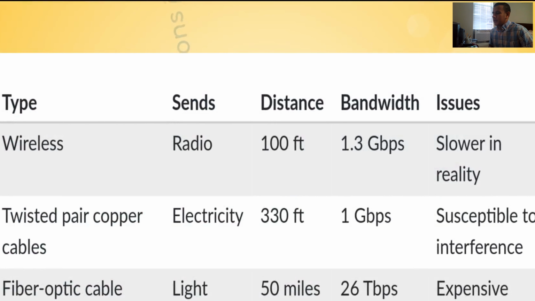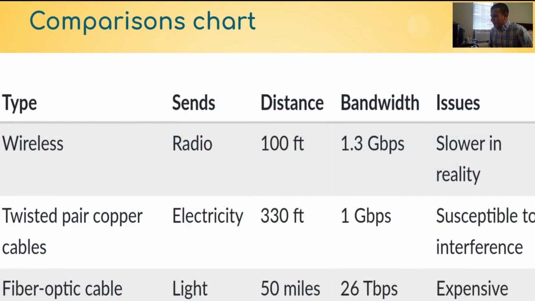Okay, here's a comparison chart. So we're looking at types. Wireless, obviously, is the type we just talked about. It sends radio signals about a distance of 100 feet, right? And then, obviously, some of its issues are it's slower in reality. And you can see the bandwidth there, which we will talk about in the next lesson.